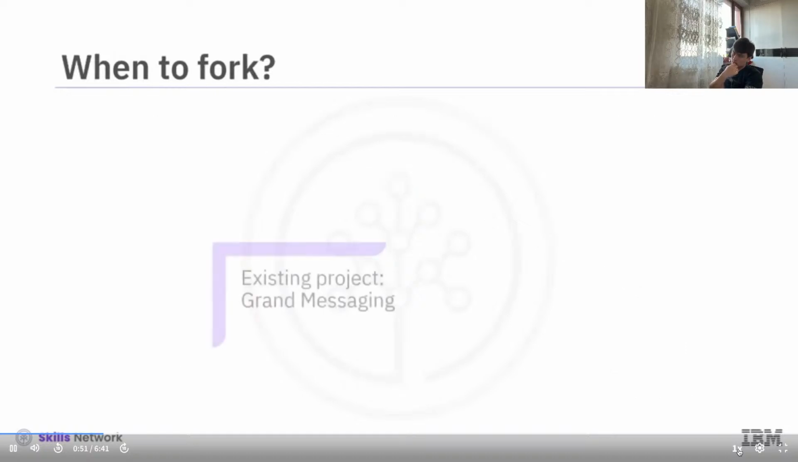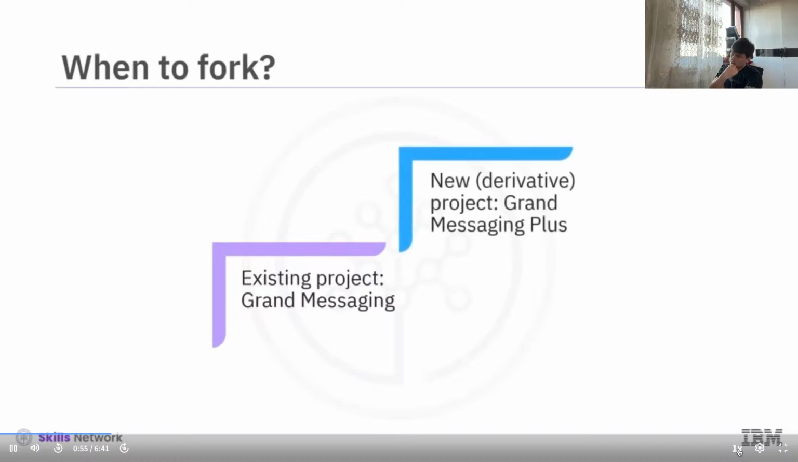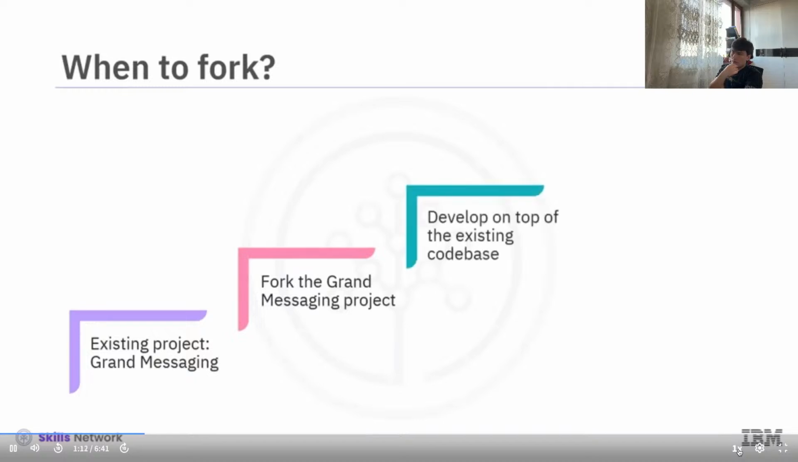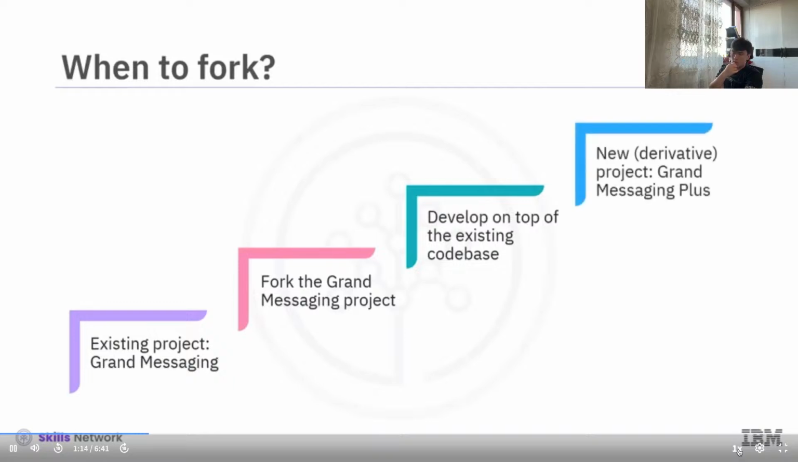Let's say you have an existing project named Grand Messaging, and you are looking to create a new or derivative project, Grand Messaging Plus, which offers additional features and improvements over the original. There is no need for you to start creating your codebase again. You can simply fork the existing Grand Messaging project, create Grand Messaging Plus, and develop on top of the existing codebase, offering new and improved features.